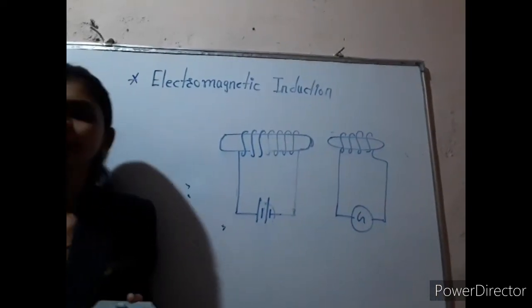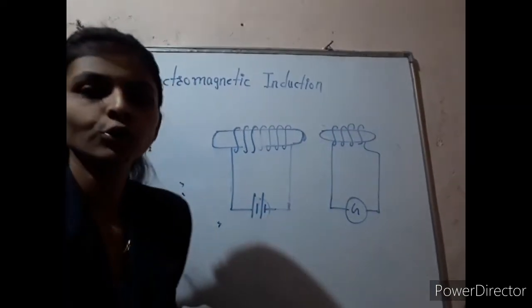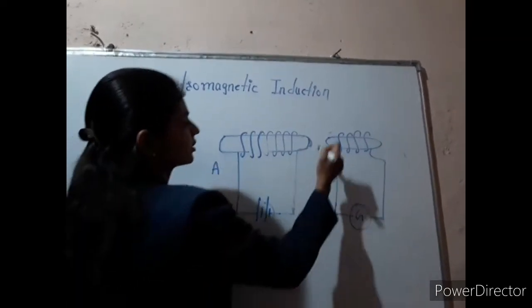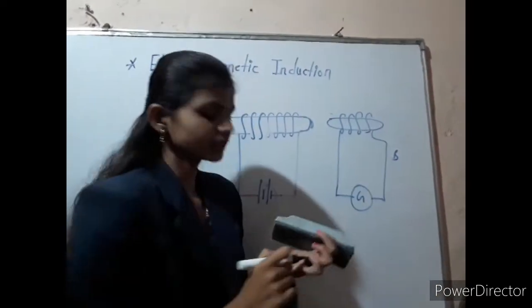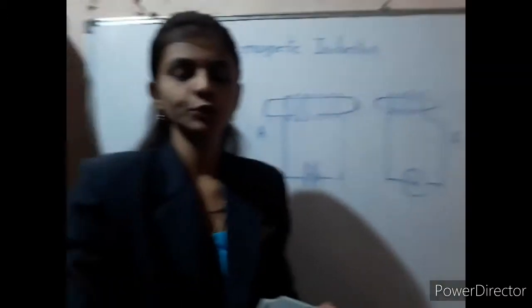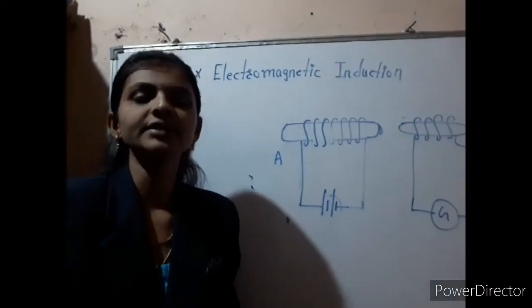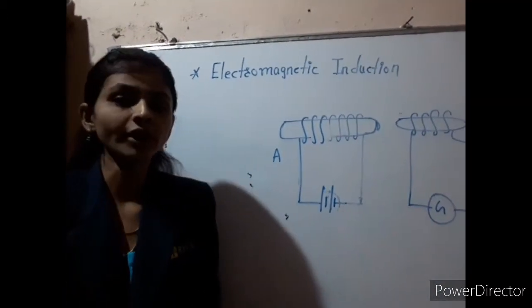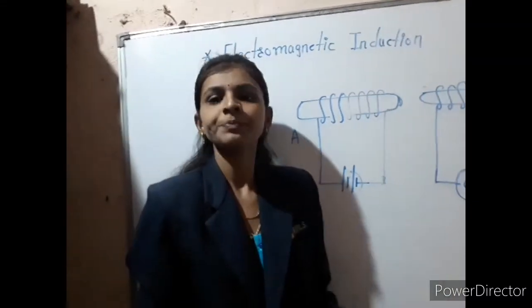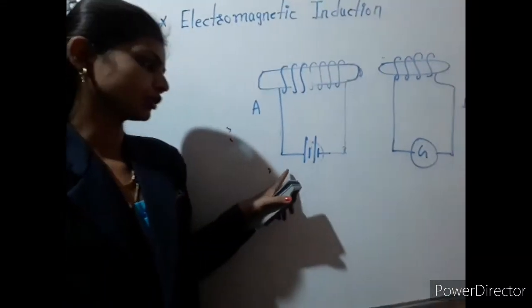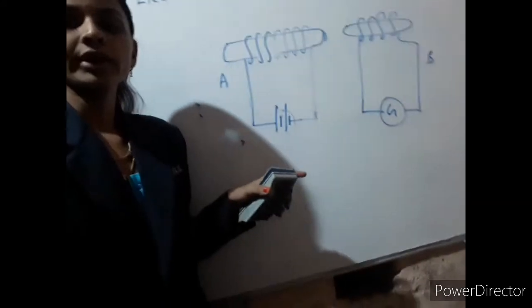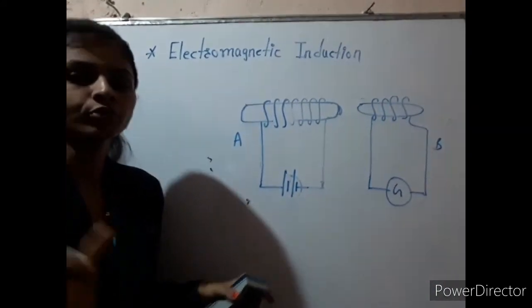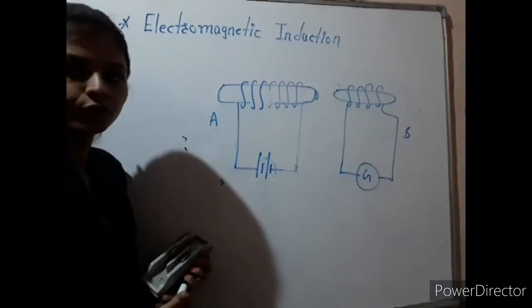In the given diagram, you can see that two coils are there, coil A and coil B. In the first coil, the electric supply or electric source is connected, but in the second coil, the electric source is not connected. Instead of that, a galvanometer is connected. Whenever we switch on the supply, the current starts to flow from coil A.